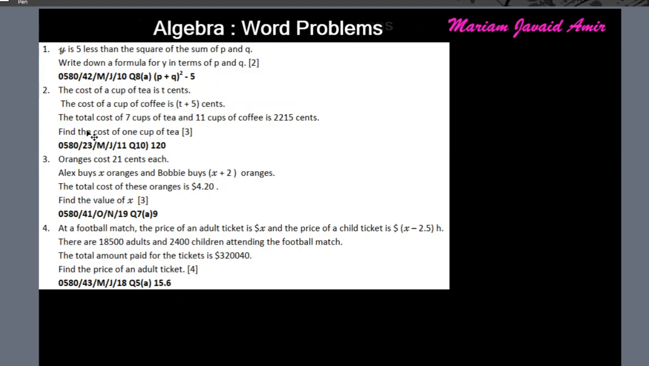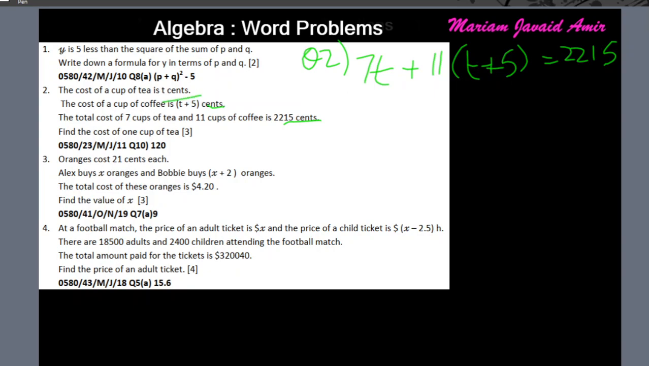Question 2 is: the cost of a cup of tea is t cents. The cost of a cup of coffee is t plus 5 cents. The total cost of 7 cups of tea, so that would be 7t, plus 11 cups of coffee, so that will be 11 times (t plus 5), equals 2215 cents. This is in cents, this is in cents, and this is in cents.